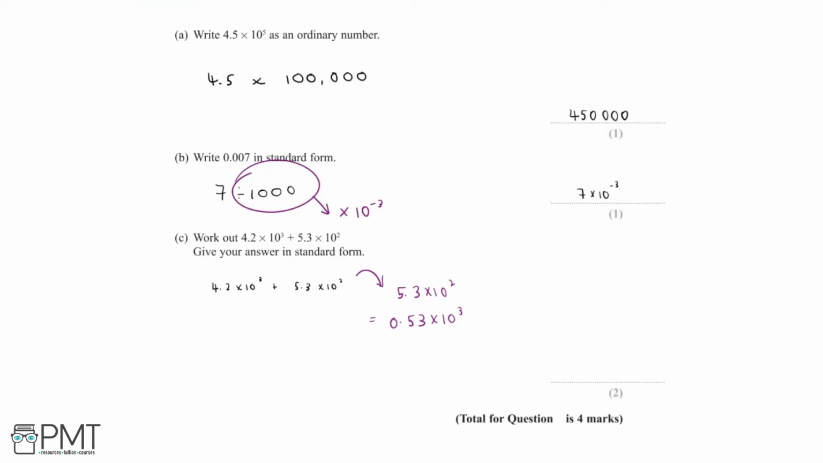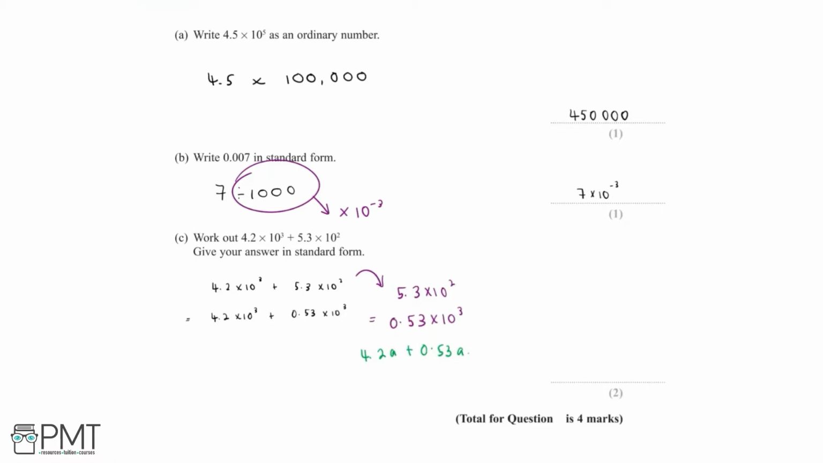We said that 10 to the power of 3 could be equal to a, and so that would be the same as 4.2a plus 0.53a. And you can see that now that both numbers have the same power of 10, we can add them as though they're normal algebra, because they're like terms.